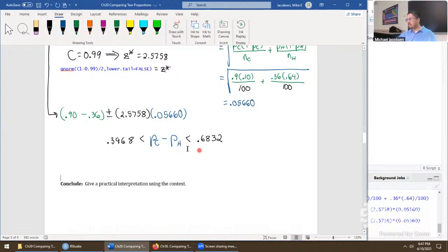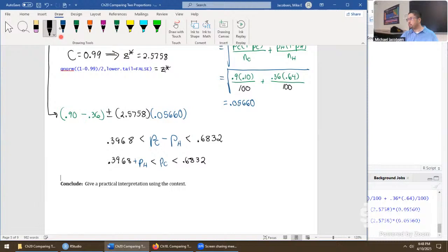What you could do is, let's isolate one, the cocaine group, just because we add pH to both sides. It's an easy way to isolate it. If we did that, we would get 0.3968 plus pH less PC, which is now less 0.6832 plus pH.